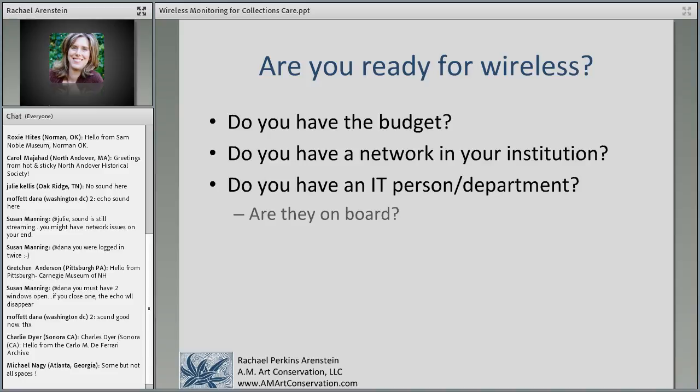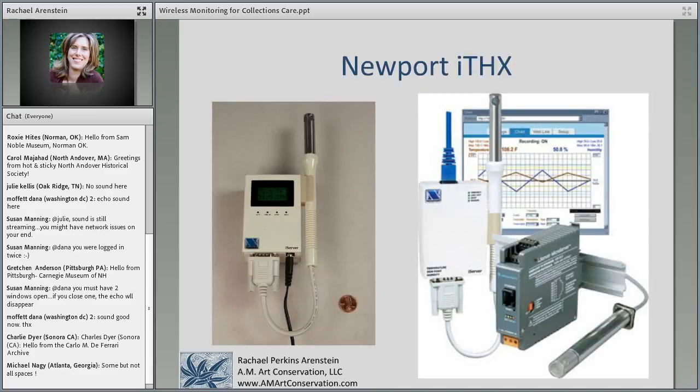So I'll give you an example. This is a Newport ITHX. This is being used by a number of different institutions. They tend to be larger institutions. And if this looks a little scary to you, with the wires and the probes and things sticking out, if you aren't good with Excel, if you don't know what a TCP IP packet, Ethernet LAN, or an SD flash card means, then this isn't the system for you. It's great, though.